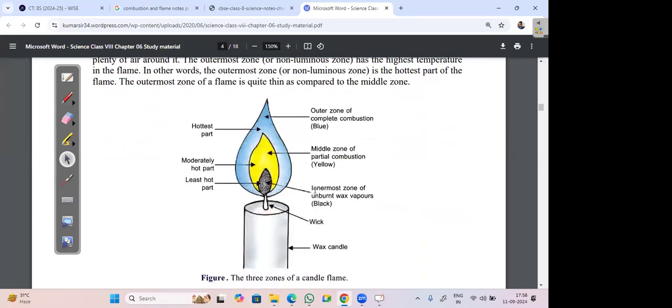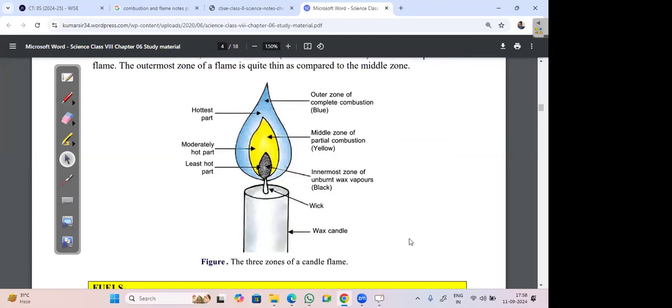So see here, all the three zones of the flame have been shown. The outer zone of the flame, which shows complete combustion, is blue in color. The middle zone of partial combustion is yellow in color. And the innermost zone is the unburned, just vapors. It's not burning, so it's the least hot part. Got it?